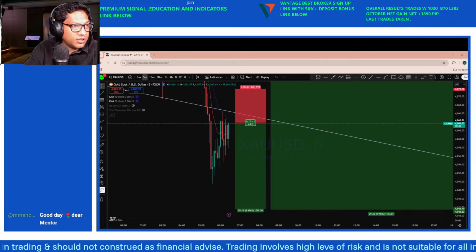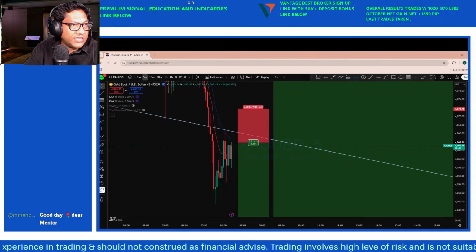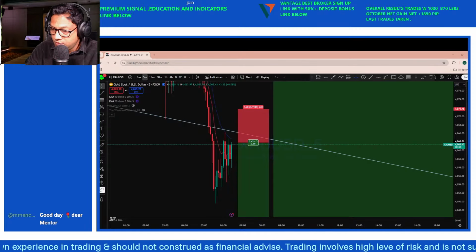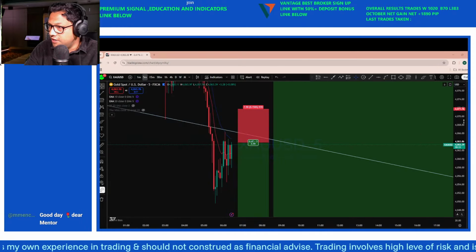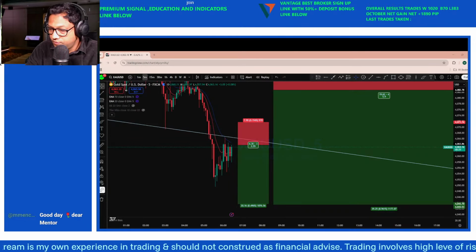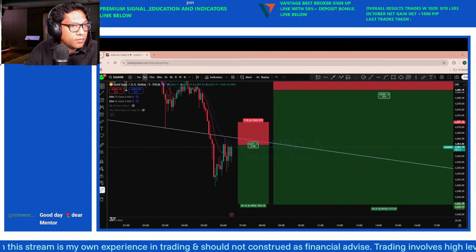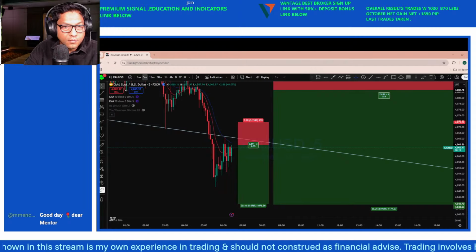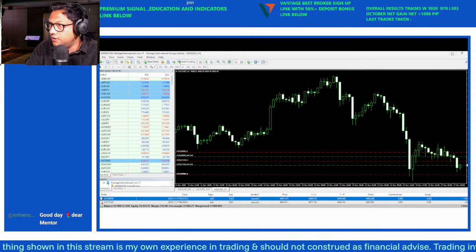So for this trade, the stop loss that I'm placing is at 4071.76, and the take profit target is at the same level, 4043.70. So I have opened another sell in the same way.